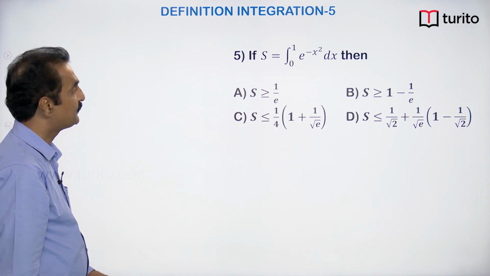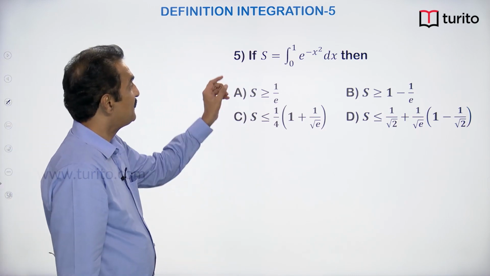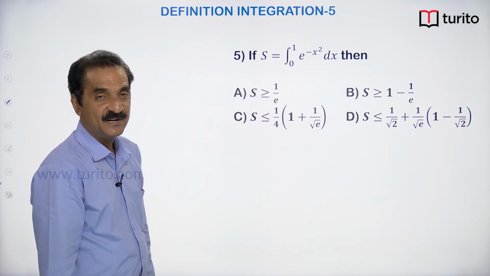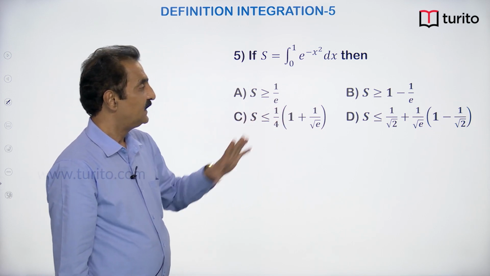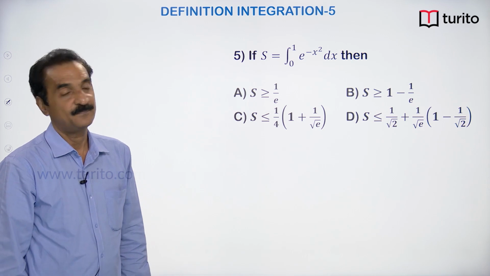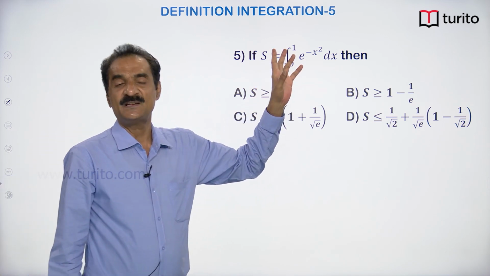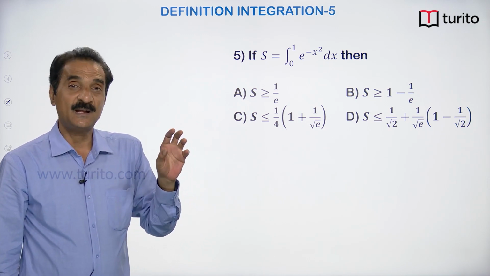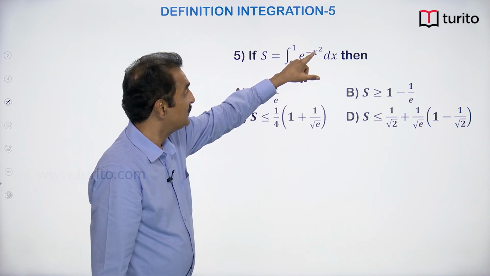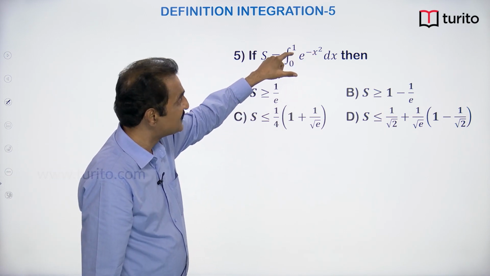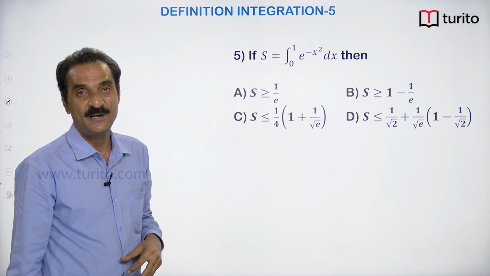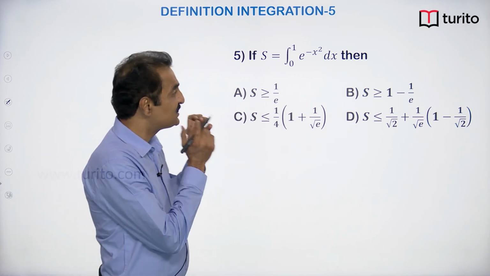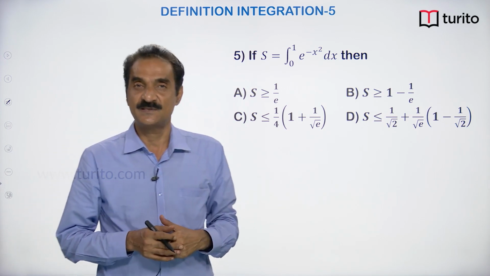Next, if S is equal to integral 0 to 1 e power minus x square dx, then again we have to estimate the value of S. E power x square or e power minus x square can never be integrated. E power x square can be integrated only when its derivative, 2x, or x is present along with the function e power minus x square. So no one can integrate e power minus x square. So this kind of integral can be estimated using the inequalities discussed.